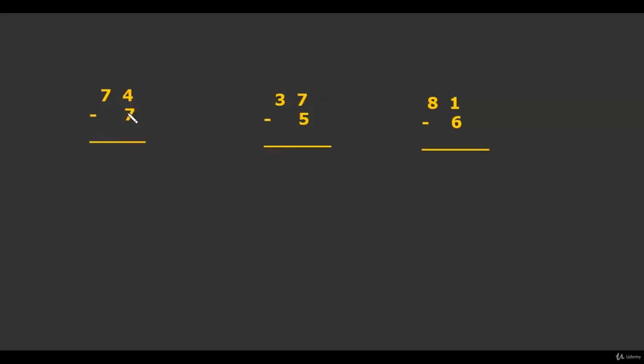4 and 7 are mismatched numbers. So instead of writing 7 we will write 6 and complement of 7 is 3 and 3 is added to 4 to give 7. Here 7 and 5 are matched numbers. So 3 will be as it is. And we will simply subtract 5 from 7, that gives us 2. 1 and 6 are mismatched numbers, so instead of 8 we will write 7 and complement number of 6 is 4 and that is added to 1. So it gives 5. 75 is the answer.